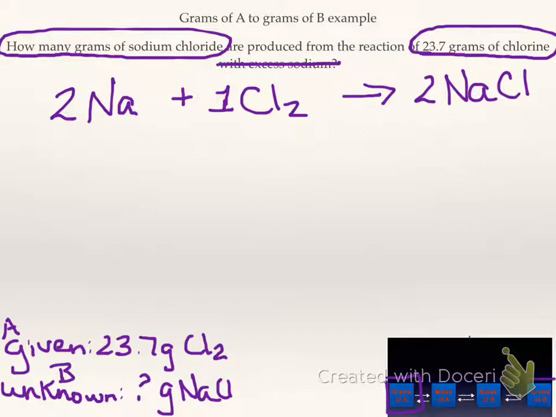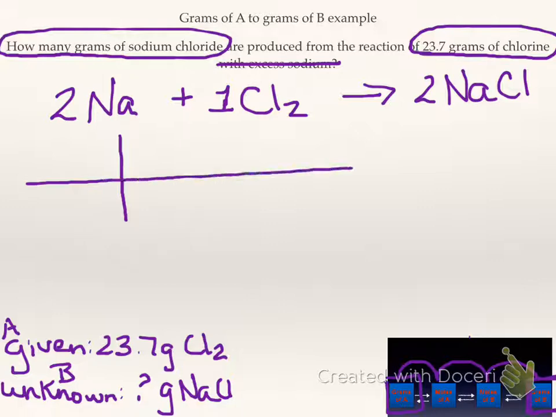So if we look at our mole map, we're starting over here on the far left with grams of A. We want to end up all the way over here on the right with grams of B. If we look, that is 1, 2, 3 steps. So I'm going to set up my truth table, and I'm going to hope that I have room to get it in here, but I'm going to include 3 steps in my truth table. I'm going to set it up. I'm going to start it just like I always do with my given, 23.7 grams of chlorine.